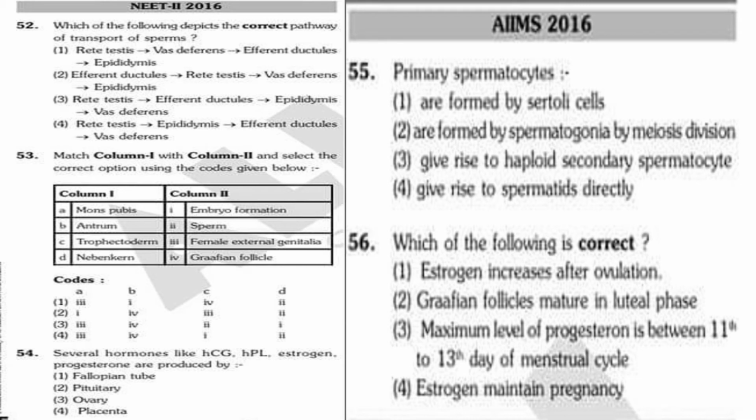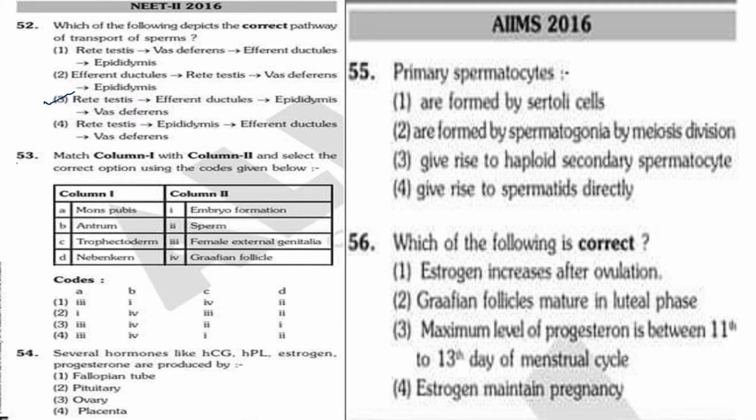Now, going into the next question, which of the following correctly depicts the pathway of transportation of the sperms? Here, the sperms are being transferred from the seminiferous tubule. They are received by the rete testis, rete testis to vasa efferentia, vasa efferentia to epididymis, epididymis to vas deferens. So you check here. Okay, it is the third one. Rete testis to vasa efferentia, and from vasa efferentia to epididymis, epididymis to vas deferens.